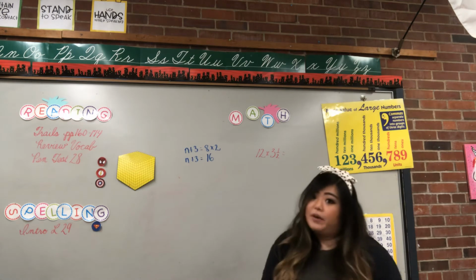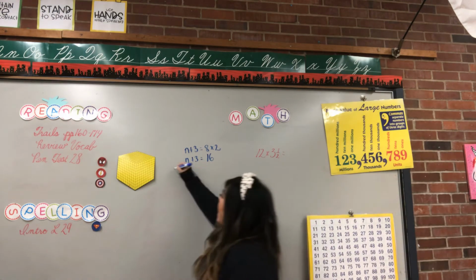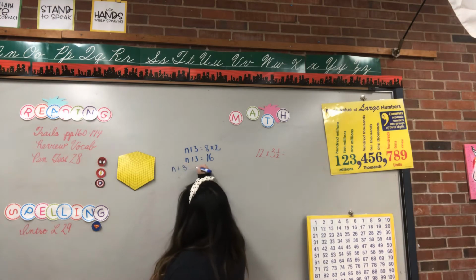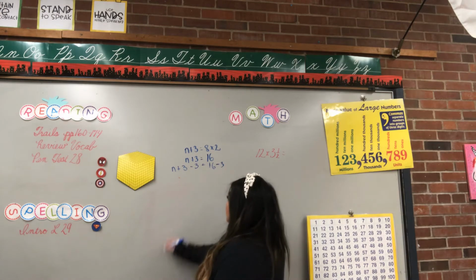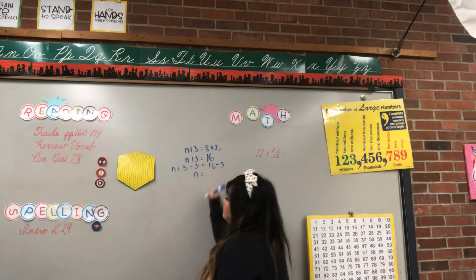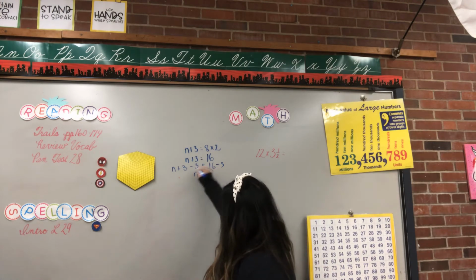Now we have to get n alone. So how we get n alone is we get rid of that 3. N plus 3 minus 3 equals 16 minus 3. And what is 16 minus 3? 13. N equals 13. That's our answer.